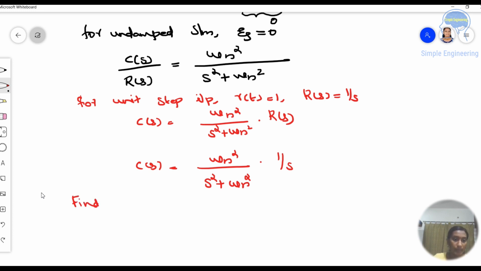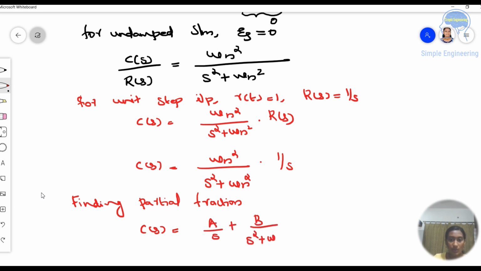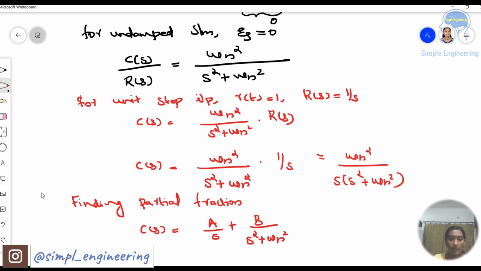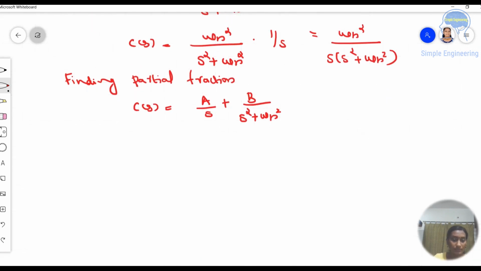Finding the partial fraction, C(S) will be equal to A/S + B/(S square + omega n square). That is, here it will be omega n square / (S (S square + omega n square)). This equation we can split into partial fractions as A/S + B/(S square + omega n square). So we have to find the solution of A.